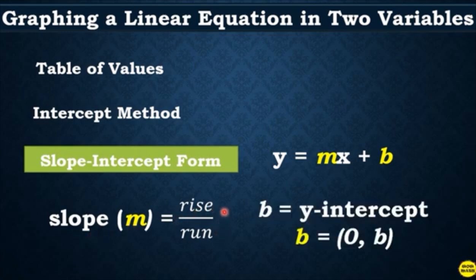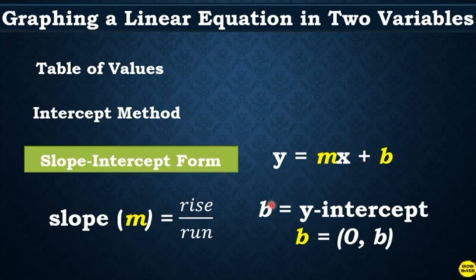And then your b is your y-intercept. Ayun po. So it is represented as the ordered pair 0, b. Okay, so tatandaan po natin that slope-intercept form is y equals mx plus b. Kaya siya tinawag na slope-intercept kasi we have the slope, and yung ating y-intercept.